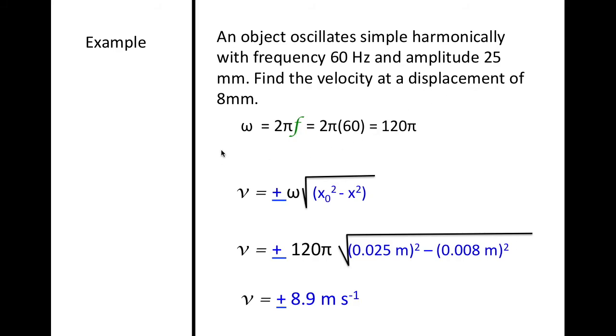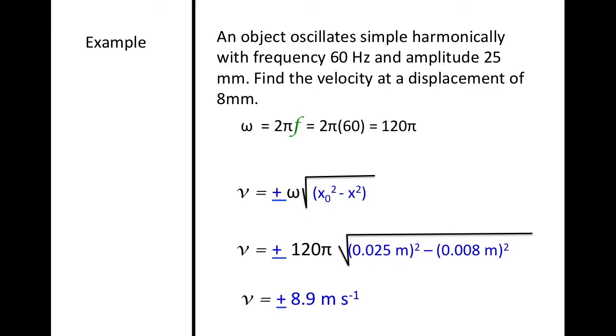What we can do first is use this equation here in order to solve for our angular frequency. That way, when we put it into our velocity equation, which is here, we have what we need. So the first thing that you want to do is solve for angular frequency. We do that by using the equation 2 pi f, and we know that the frequency is 60 Hertz, and that gives us an angular frequency of 120 pi.